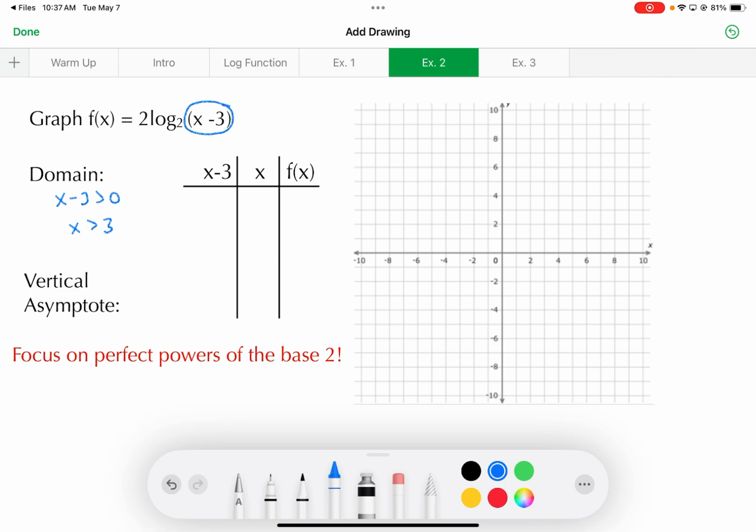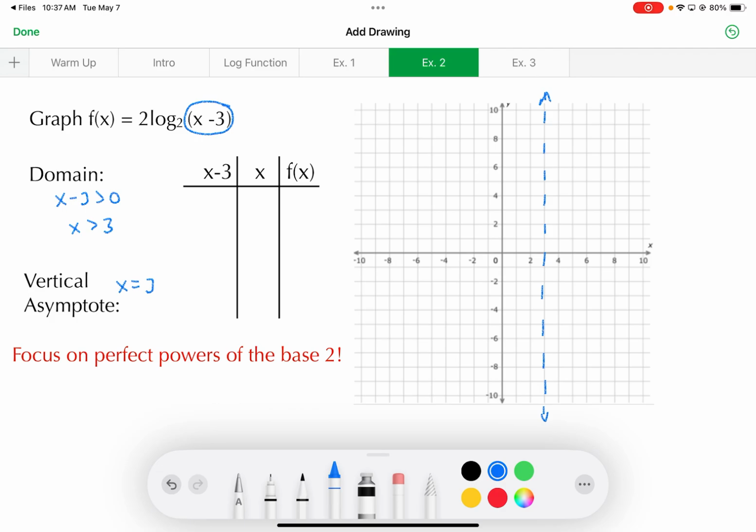That moves the vertical asymptote to x equals 3. We're getting a horizontal shift here. Draw that asymptote in. All right, now you'll notice the table that I have set up, I've made 3 columns this time. The first column represents the argument of the logarithm, x minus 3.